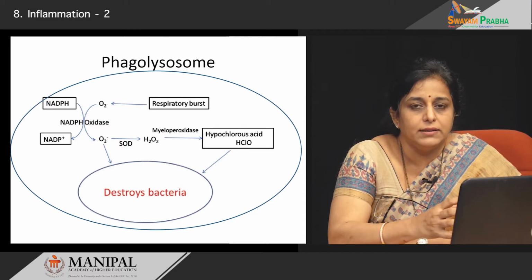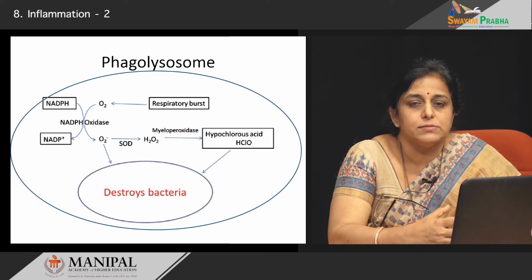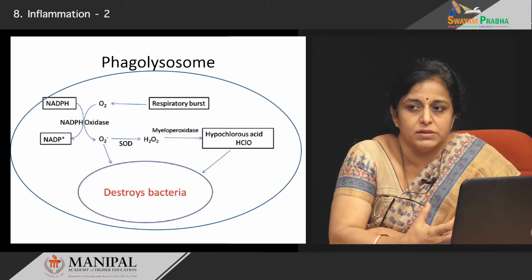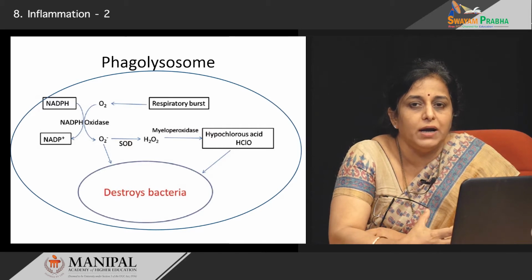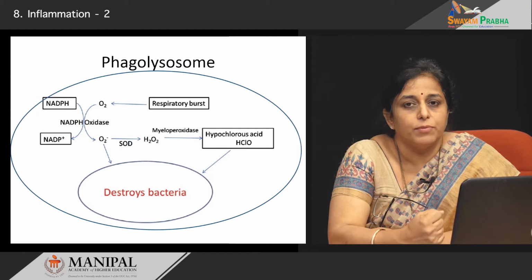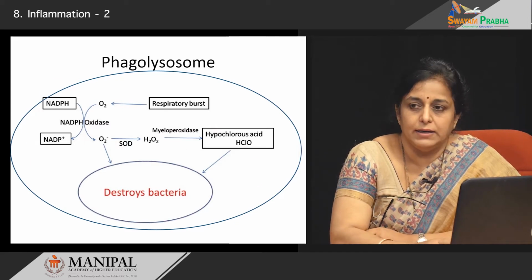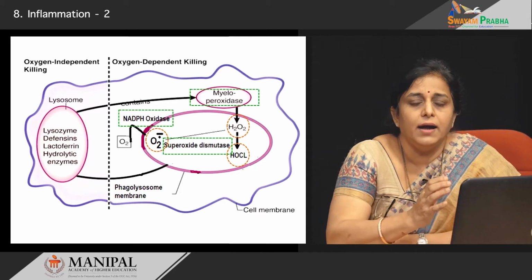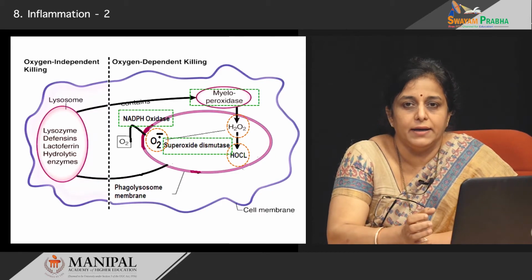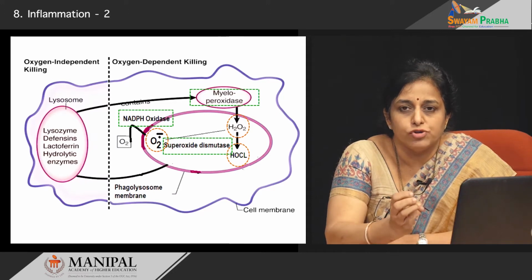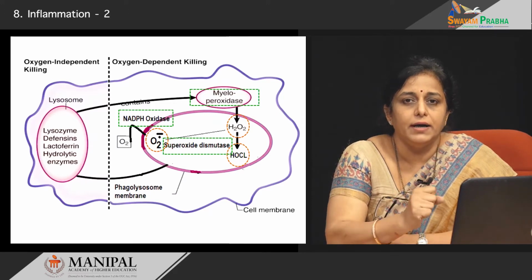And we learned that in this process there is an increased consumption of oxygen within the phagolysosome, which is called a respiratory burst. So, it is a very active, energy dependent phenomenon that occurs within the leukocytes in the process of killing of these bacteria. So, we learned that there is oxygen dependent killing and oxygen independent killing. We just learnt about the oxygen dependent killing, which involves hydrogen peroxide, superoxide and the hypochlorite.